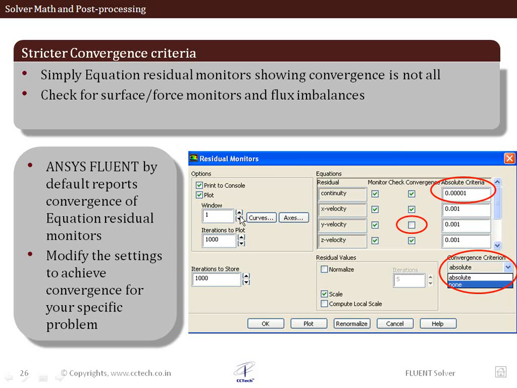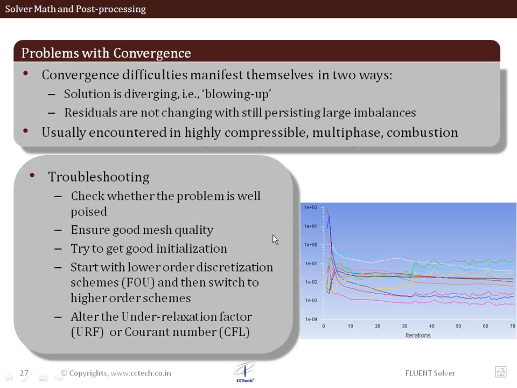What this number of iterations are will be discussed in the forthcoming slides. We can also make the individual convergence criteria stricter in this case. So there are different ways in which you can deal with stricter convergence criteria. Let's look at situations when we are having difficulties with convergence.